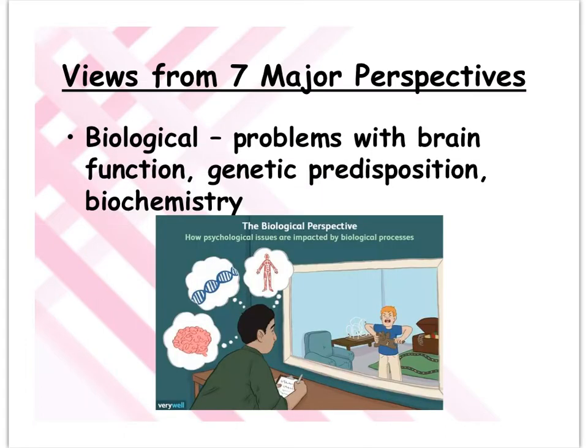The biological perspective of psychological disorders would say that the mental illness or problems that you experience would be a result of brain function, genetic predisposition, or biochemistry.